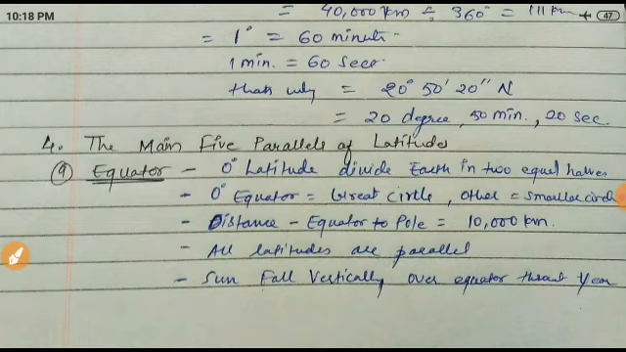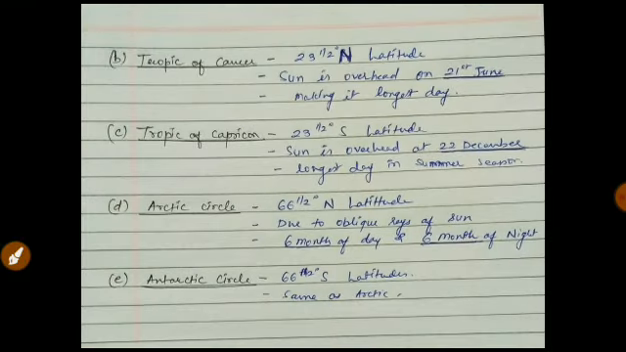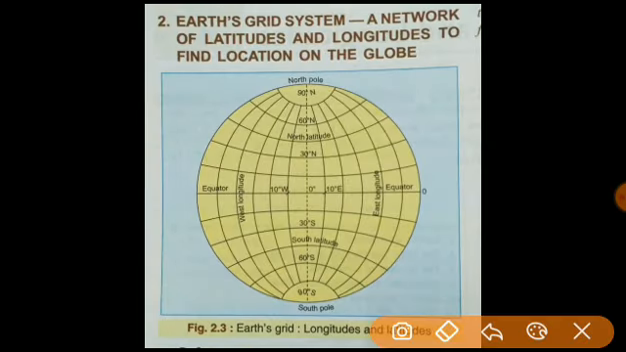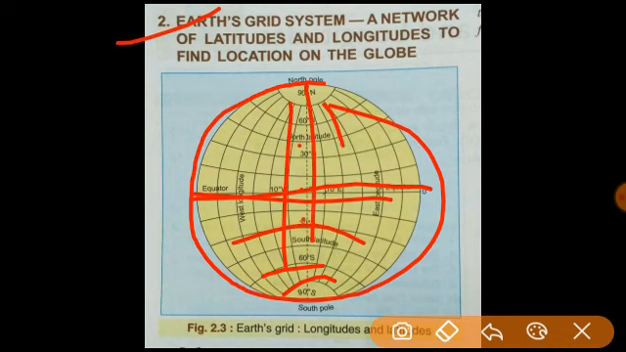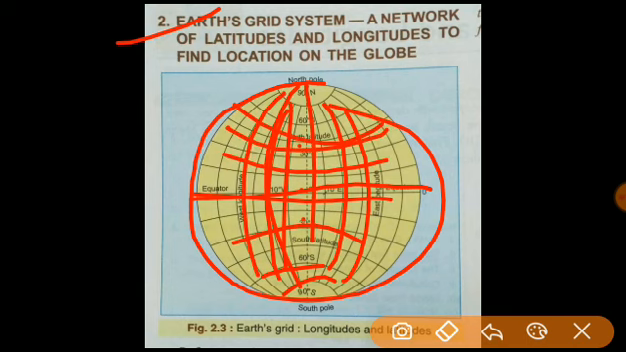Second part, you have to look at this diagram. I think it is better for understanding how this earth grid system works. Now you can see this is the whole earth structure, the equator, and there are some important lines: 90 degree, 60 degree, 30 degree, equator, and the different lines. You can see these all are circles.